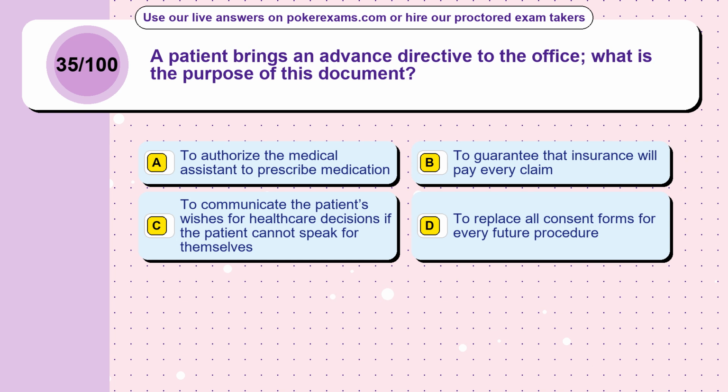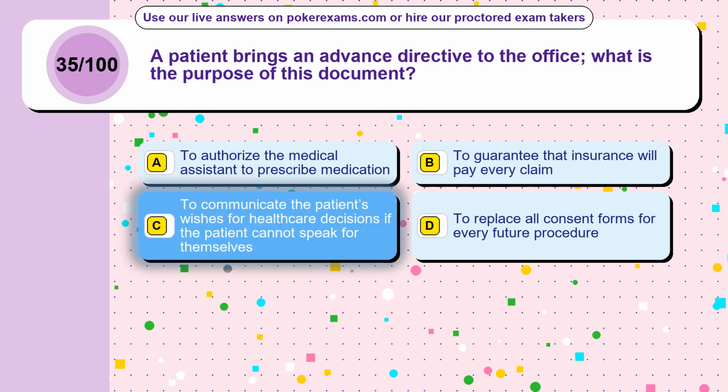Question 35. A patient brings an advance directive to the office. What is the purpose of this document? Option A. To authorize the medical assistant to prescribe medication. Option B. To guarantee that insurance will pay every claim. Option C. To communicate the patient's wishes for healthcare decisions if the patient cannot speak for themselves. Option D. To replace all consent forms for every future procedure.